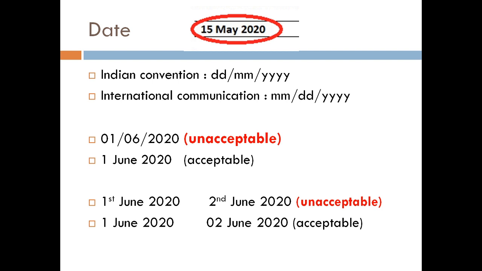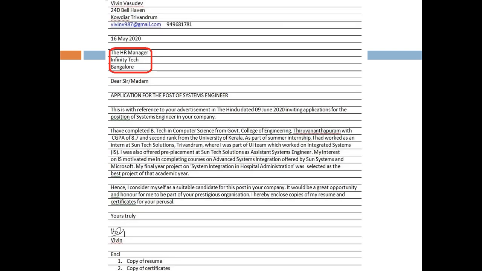Never make use of superscripts for representing the day of the month. The ideal format is to give the day of the month in figures, the name of the month in words, followed by the year in figures. After leaving a line space, you can add the address of the recipient.